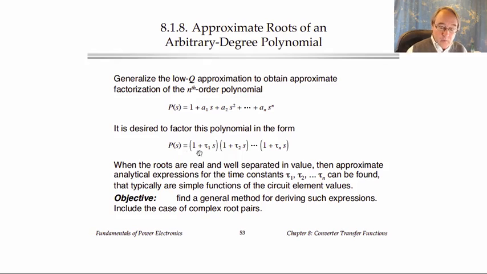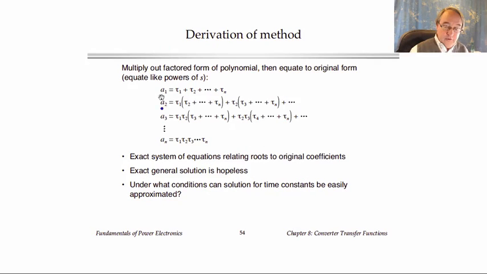Here's how it works. What we do is we take the factored form and we multiply it out and then equate like powers of s to the original polynomial. So if you do that, here's what we find. The coefficient of s to the first power, or a1, is the sum of the taus. a2 is the sum of the taus that are products taken two at a time. a3 involves the sums of products taken three at a time, and so on. And an is the product of all the taus, tau1 through tau n.